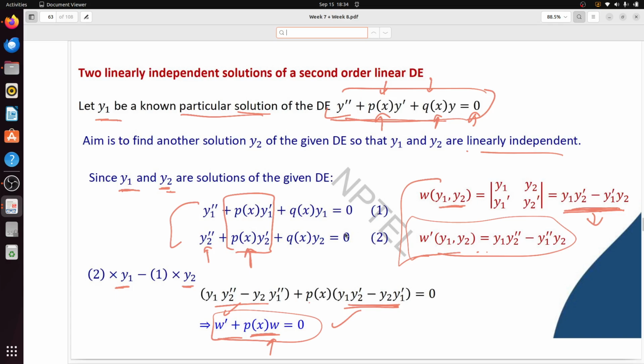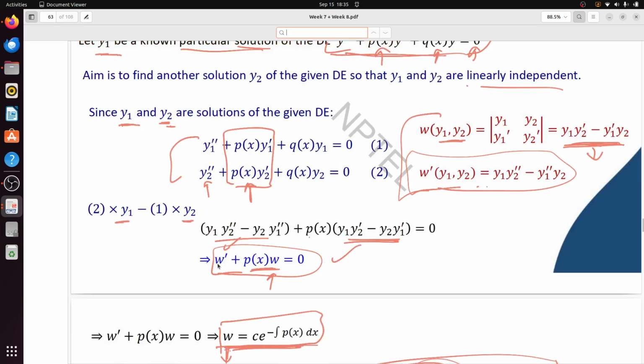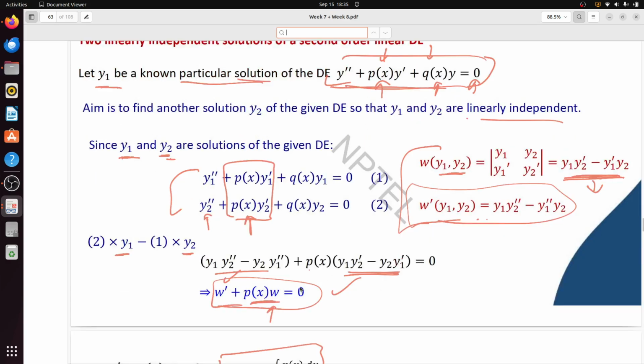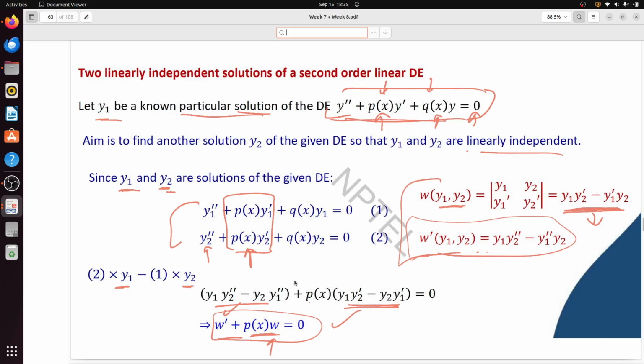Now these two solutions are linearly independent. So if they are linearly independent, their Wronskian does not vanish, right? Now you multiply the first equation with y2, the second equation with y1, then subtract one from the other. So what will you get? You will get dW/dx, the derivative of the Wronskian, plus p(x), the coefficient of dy/dx, times W, equal to 0. Is this proof clear till now?